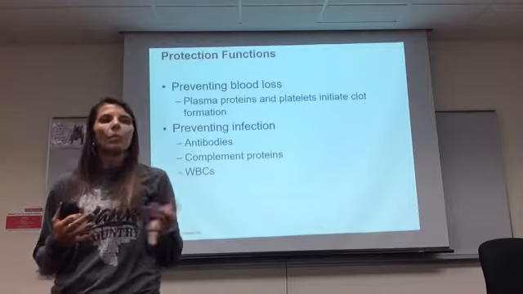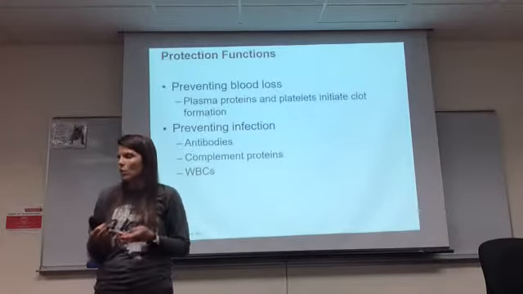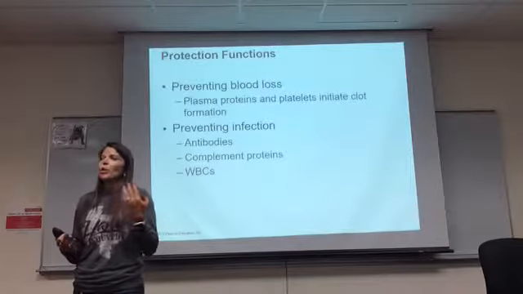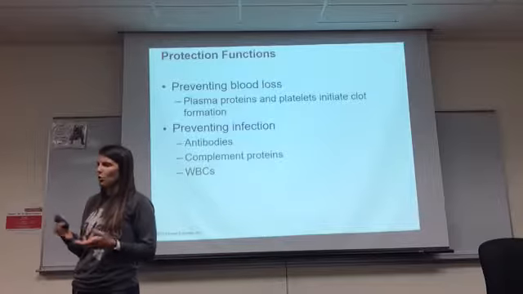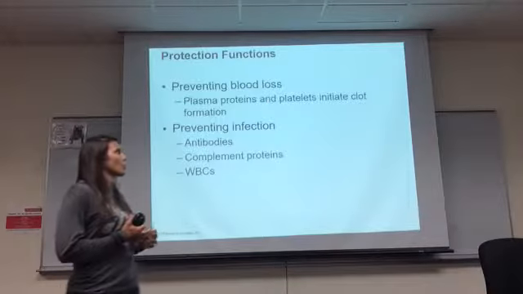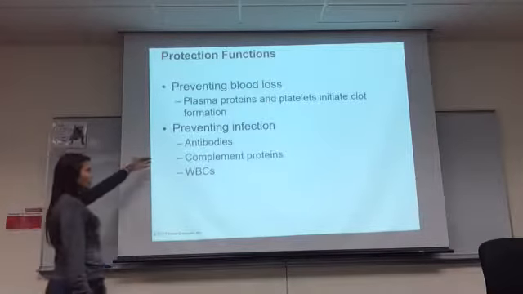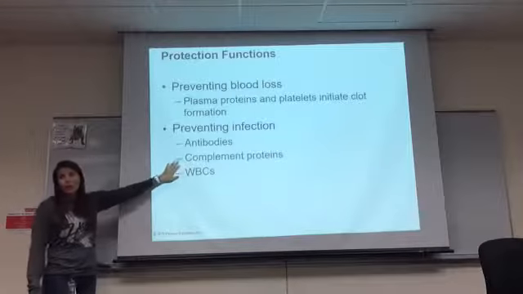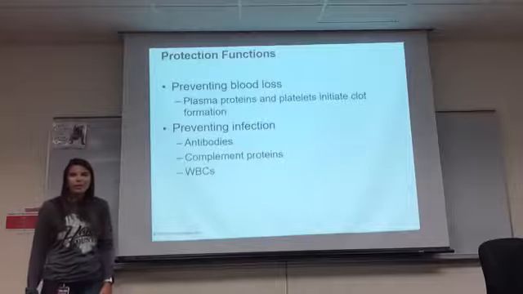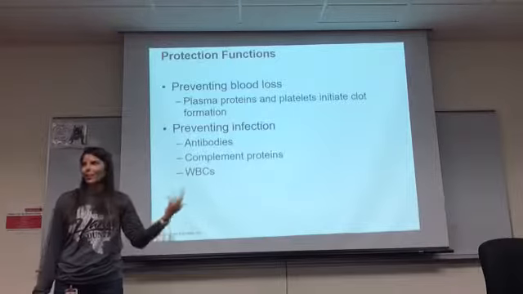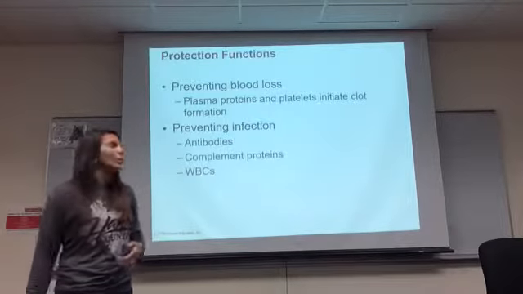The second protective function is carried out by leukocytes, which are your white blood cells. And your white blood cells carry out what we call our immunity or our immune function. And we'll get into that again. There's a whole chapter on that. So we have our antibodies. We'll discuss complement proteins. And white blood cells, you have 5 types of white blood cells. So that's why I'll say when you get there, I'll distinguish between all of those.